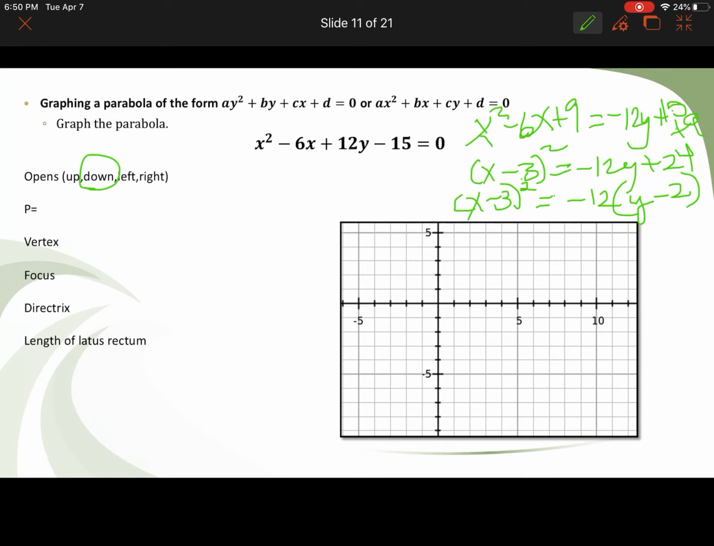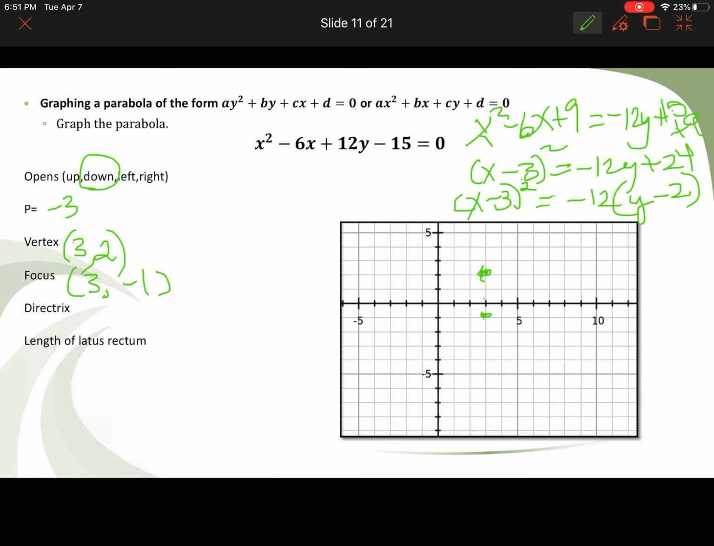All right, and p, well, negative 12 is equal to 4p. So if I divide by 4, I get that p is equal to negative 3. And the vertex, which is that shift, so I have x minus 3, so the vertex is 3. And I have y minus 2, so the other part is 2. So we're going to go over 3, up 2. And we're going down. So to find the focus, I need to add that p to my y, so all my x values are going to be the same. So it's still going to be 3, but I'm going to take the 2 minus 3 and get negative 1. So there it is.